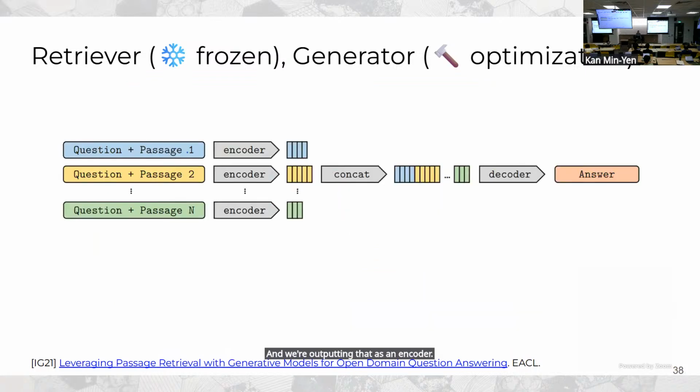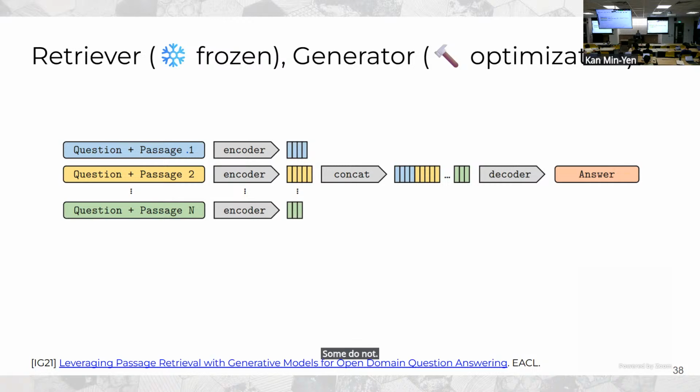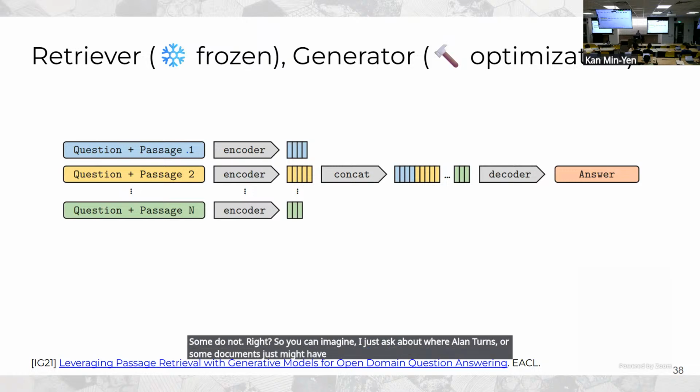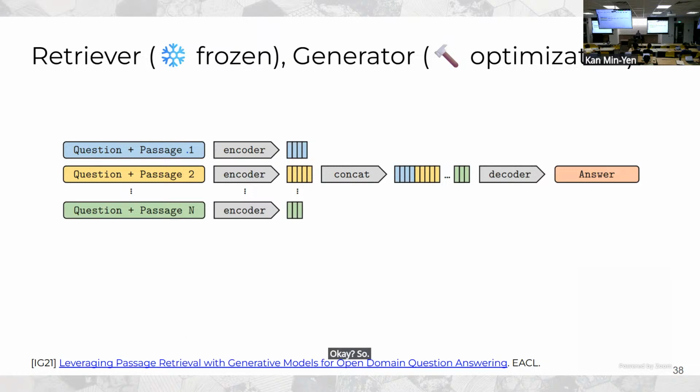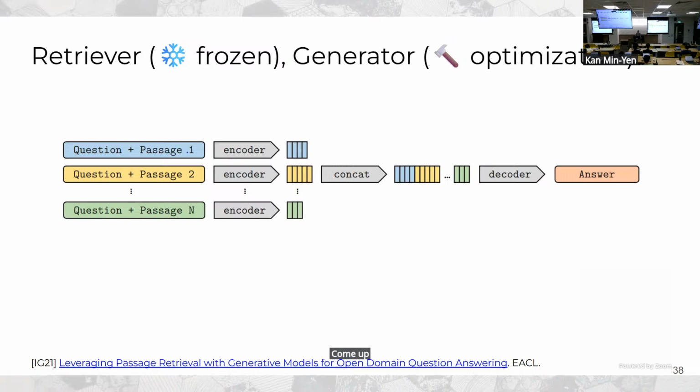Some of these encoded forms may actually have the answer that we're looking for. Some do not. You can imagine, I just asked about where Alan Turing was born, and some documents just might have Alan Turing in them. So in the last part, in the decoder, we're taking advantage of the cross attention in the decoding module in a transformer to come up with the answer.